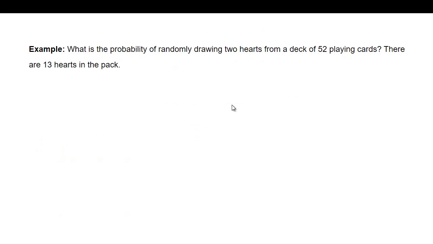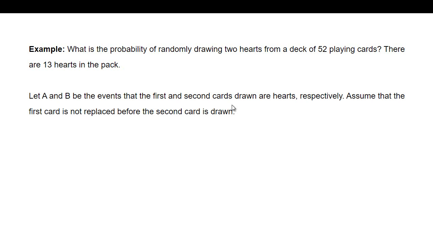Let's say we want to know the probability of randomly drawing 2 hearts from a deck of 52 cards, and recall that there are 13 hearts in the pack. Let A and B be the events that the first and the second cards drawn are hearts. A is the event that the first card is a heart, and B is the event that the second card is a heart. Assume that the first card is not replaced before the second card is drawn.